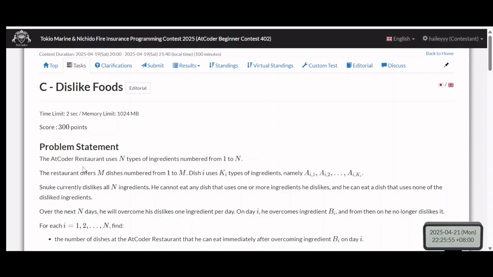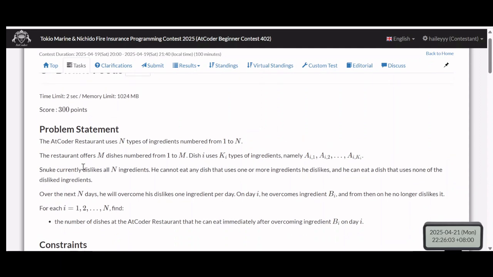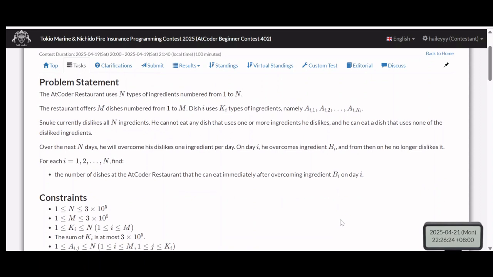However, he can eat a dish that uses none of the disliked ingredients, and over the next n days, he will overcome his dislike of one ingredient per day. He will overcome his dislikes in the order given by the list B, so on day i, he will overcome his dislike for ingredient B_i. Afterwards, if a dish no longer includes any of his disliked ingredients, then that dish can be eaten.